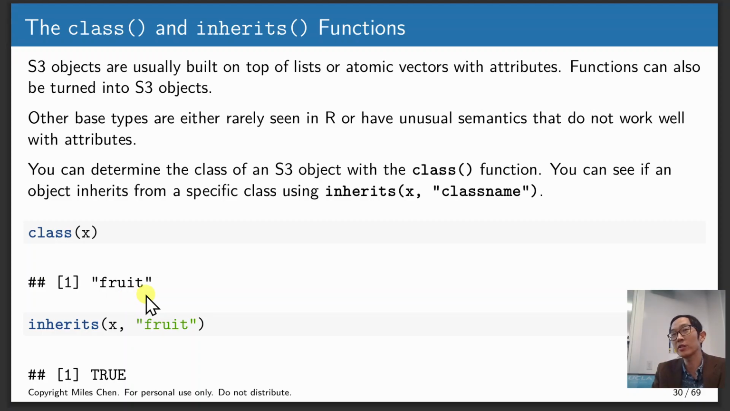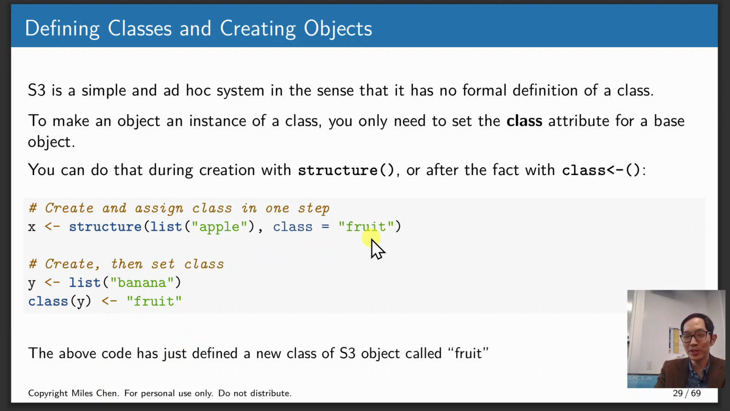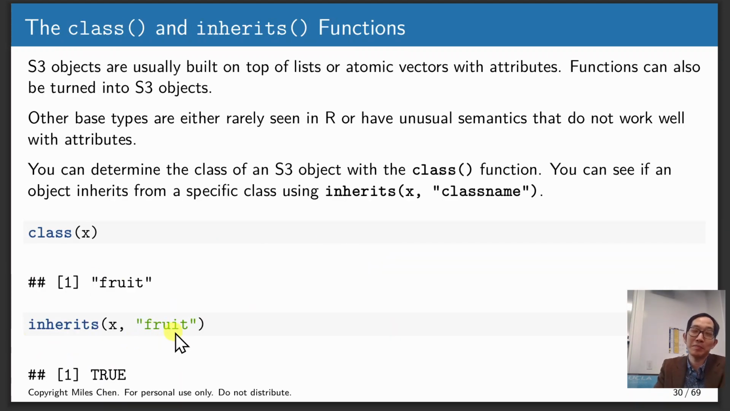You can also check to see if an object inherits from a certain class. So we can just say, hey, does object x inherit from the fruit class? And you get back TRUE, okay? And again, R has no idea what the fruit class is, but we just said, hey, class fruit now exists. And so R says, yeah, that's class fruit, okay? And again, R is just depending on you to follow the naming conventions, but you can name the class whatever you want, okay?